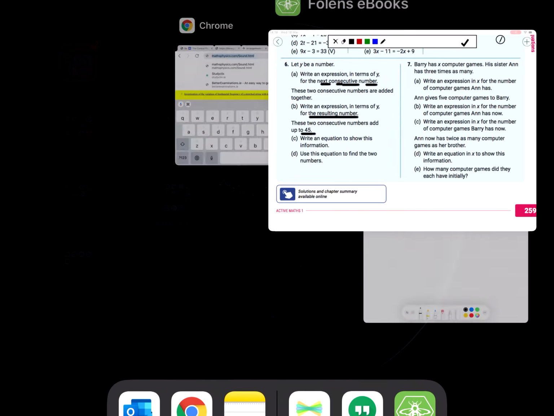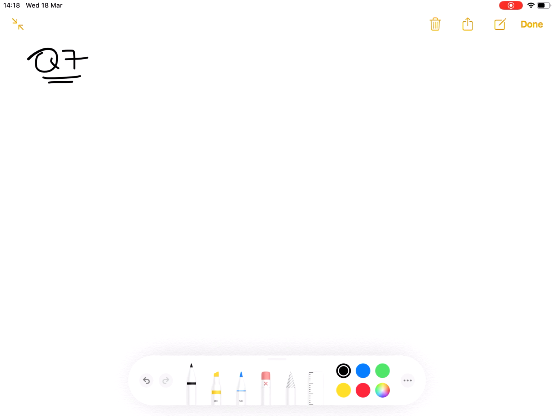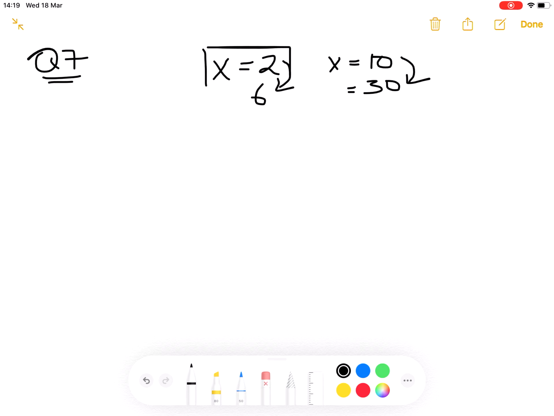So if Barry has got X computer games, Barry has X, his sister Anne has 3 times that much. And remember, let's just think about this in terms of what we were talking about already. If he has 2 computer games and his sister has 3 times as many, she would have 6. If he had 10 computer games, his sister has 3 times as many, so she would have 30. So we can see what's happening each time. Got to think about it and put it in context. Okay, if we're getting really stuck on these, put a number on it.